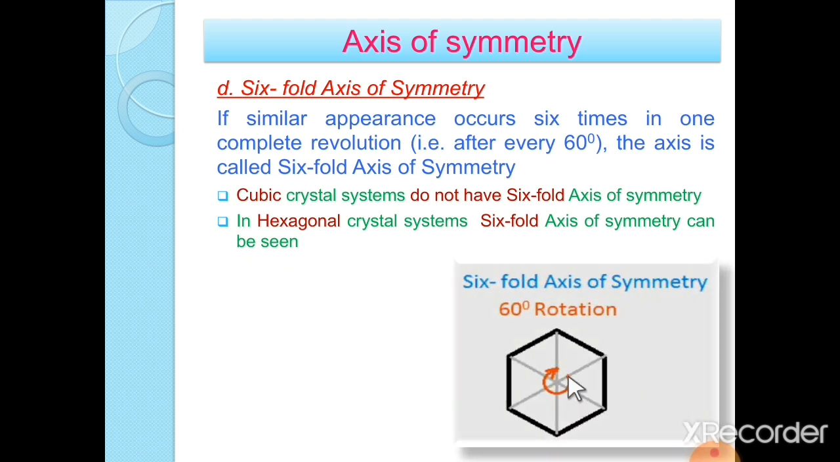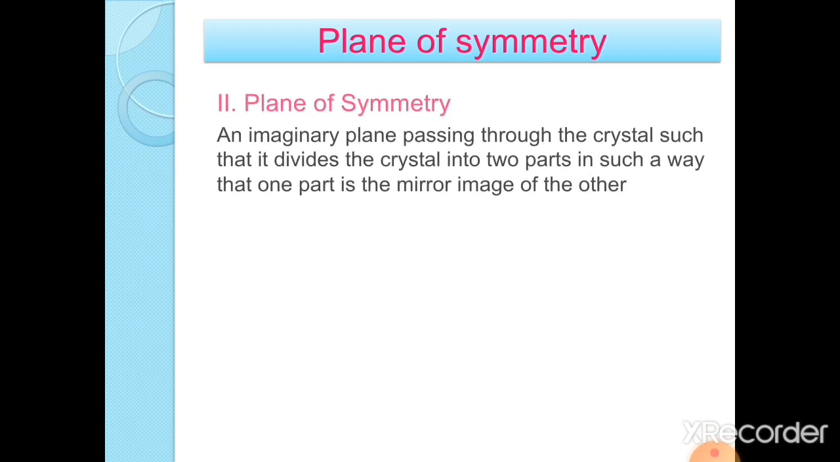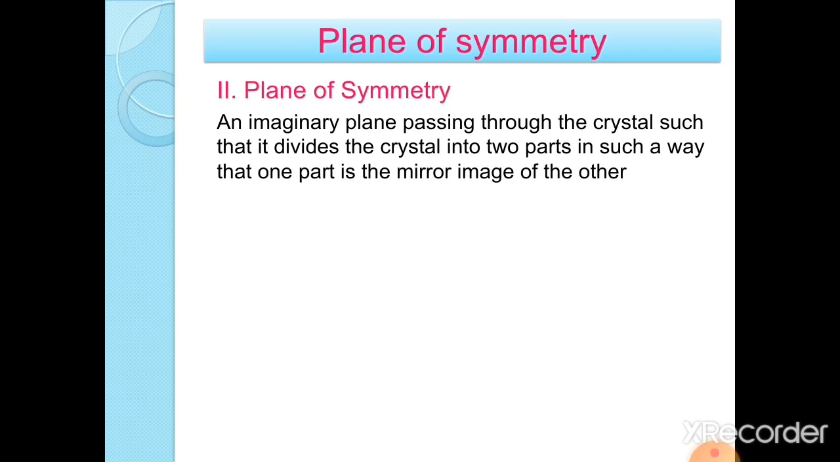You can observe this axis represents six-fold axis of symmetry. That is, when a crystal is rotated along this axis at 60 degree, similar appearance occurs. Now let us know about plane of symmetry. Plane of symmetry is an imaginary plane passing through the crystal such that it divides the crystal into two parts in such a way that one part is the mirror image of the other.